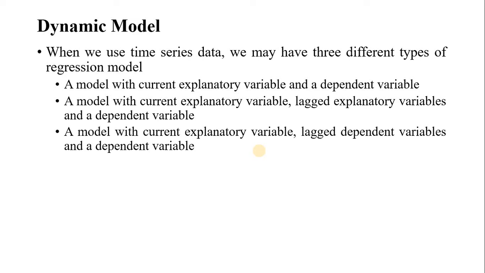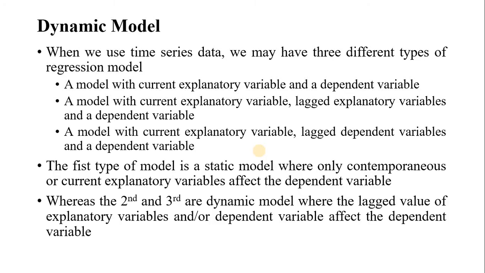are there, where you will have dependent variable, explanatory variable, lagged dependent variable, and lagged independent variable. That means yt is equal to beta 0 plus beta 1 xt plus beta 2 xt minus 1 plus beta 3 yt minus 1. Okay, so this type of a model is known as ARDL model, that we will come to later.